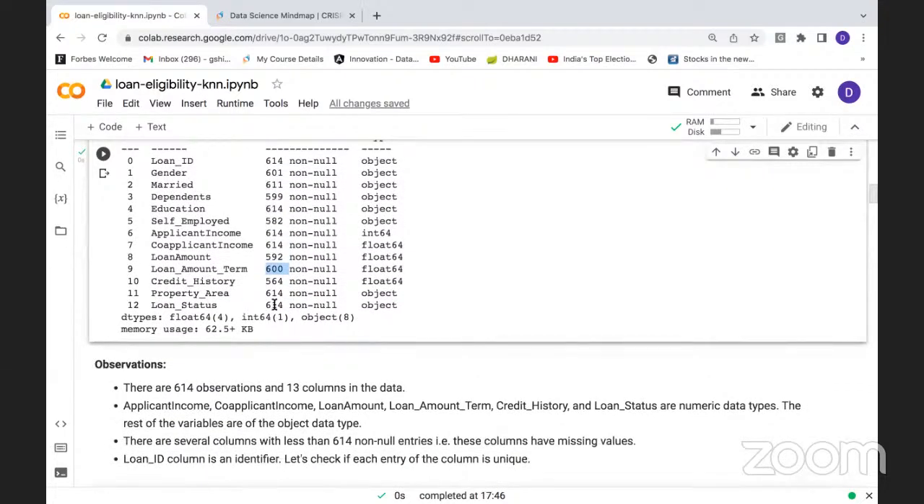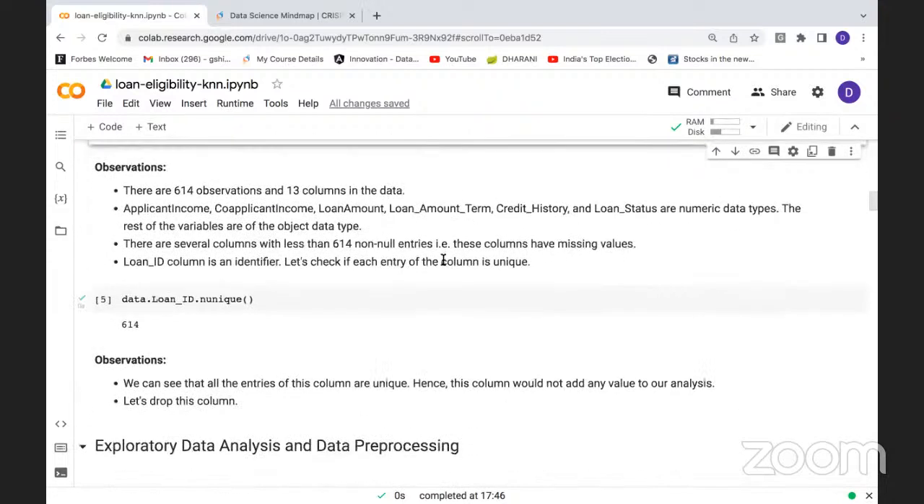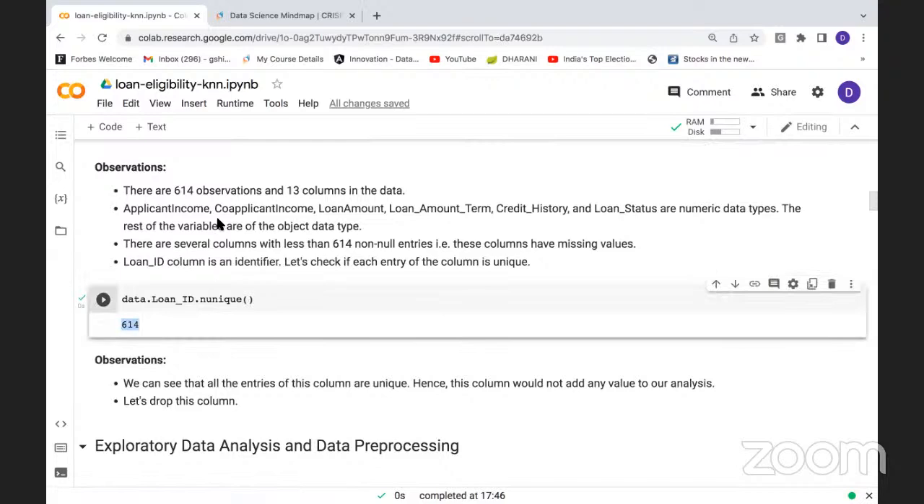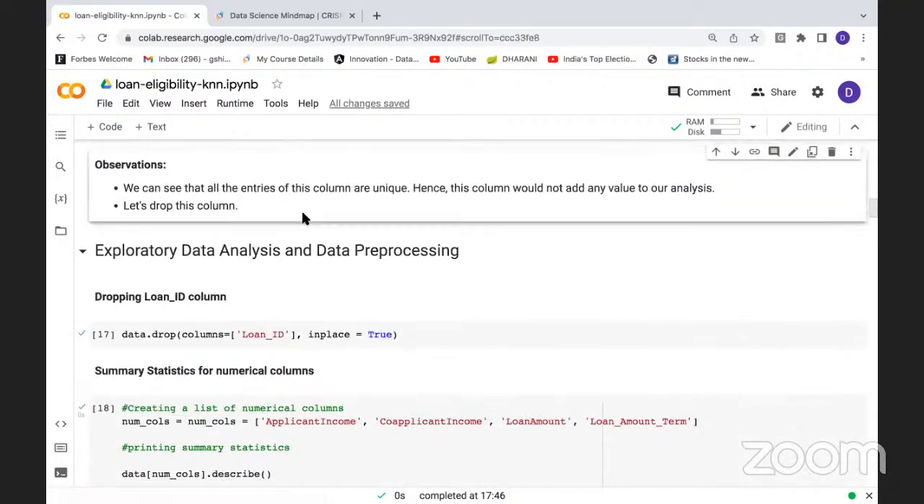But most of the null values are available in credit history. So we have to tweak that; we have to do pre-processing for that. Now, 614 are the data points I have. What we have to do is start pre-processing.